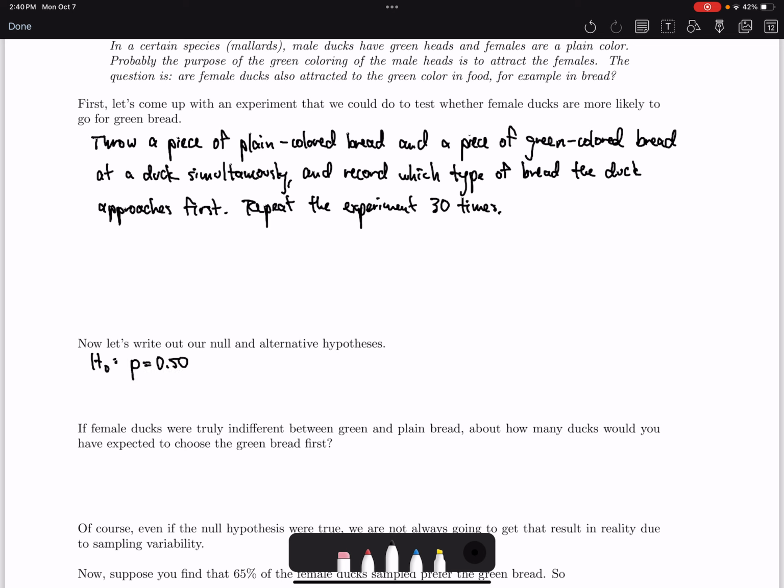where P is the proportion of times the duck goes for the green first. If there's no difference in the duck's preference, then they're going to go for the green 50% of the time, half the time. If, on the other hand, the duck prefers green bread, then they're going to go for green more than 50% of the time. P will be greater than 50%.